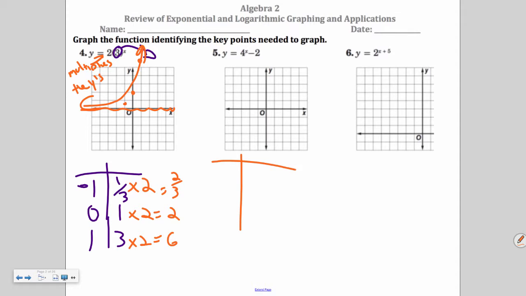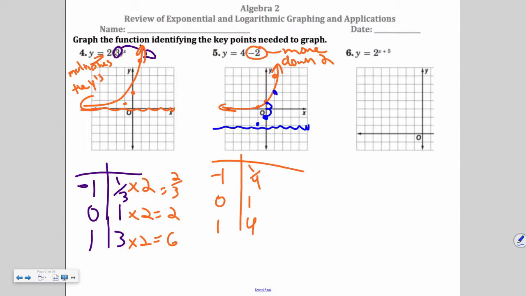For this one, for number 2, my b is roughly the same, except for it's 4. Now I'm going to take this and move down 2. So what I do is I plot my first points, and then I move them down 2. With that, my asymptote moves to that k. So my graph looks like this.